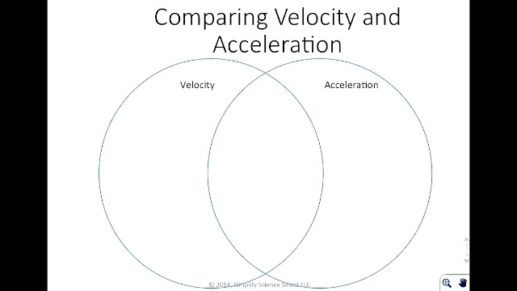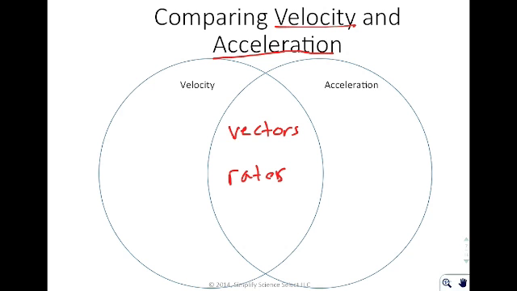So we need to compare velocity and acceleration. The reason why we need to make this comparison is a lot of times people get these two things confused. One of the things they do have in common is the fact that they are both vectors, which means they both include both magnitude and direction. They are also both rates. In other words, they depend on how much time goes by. But they're very, very different other than that. These are the only two things they really have in common.